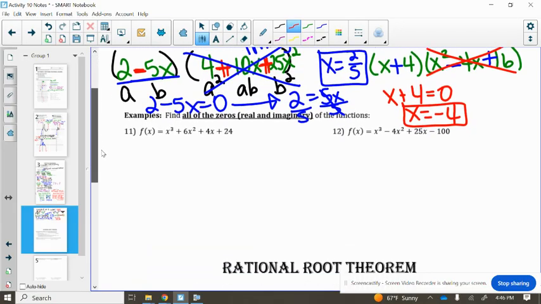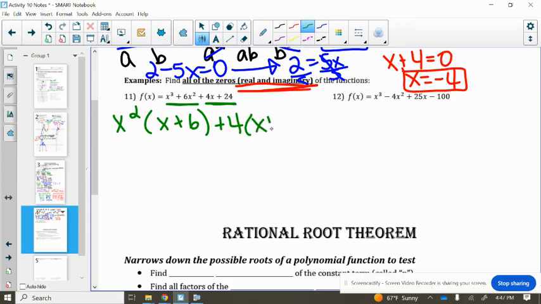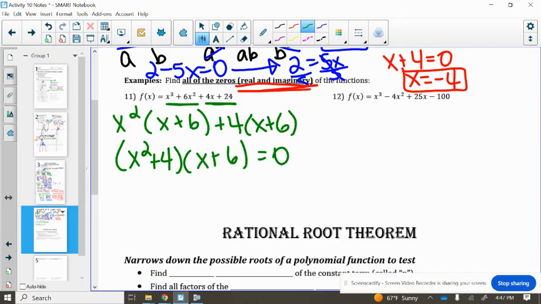Now, sometimes they want us to find all of the zeros, real and imaginary. So as we look at an example like number 11, again, we have 4 terms. This is a sign that we want to use some grouping. So as we start this off, we take out the GCF of group 1, take out the GCF of group 2. We have x squared plus 4 and x plus 6 as our 2 zeros.